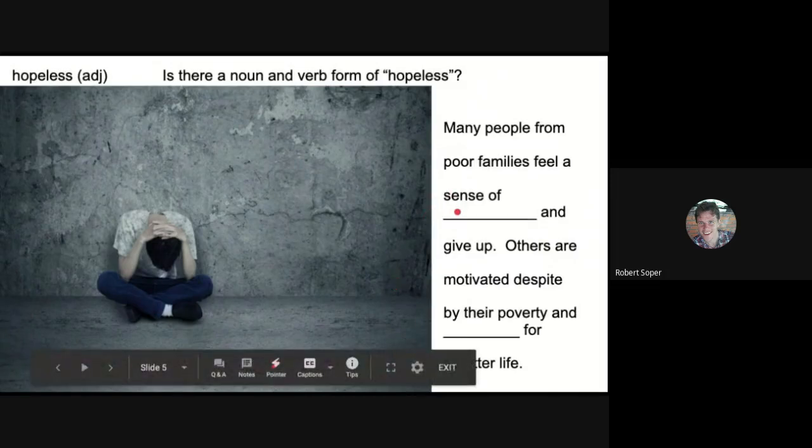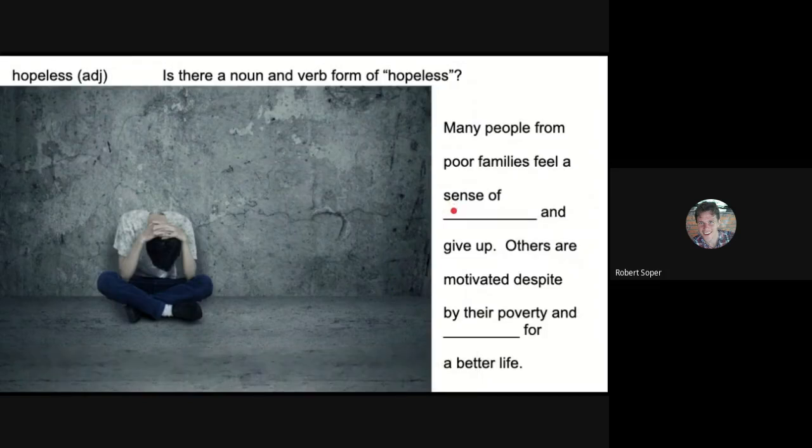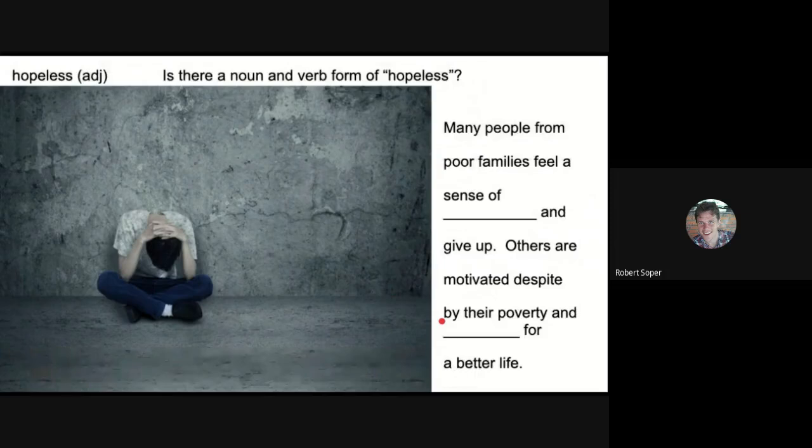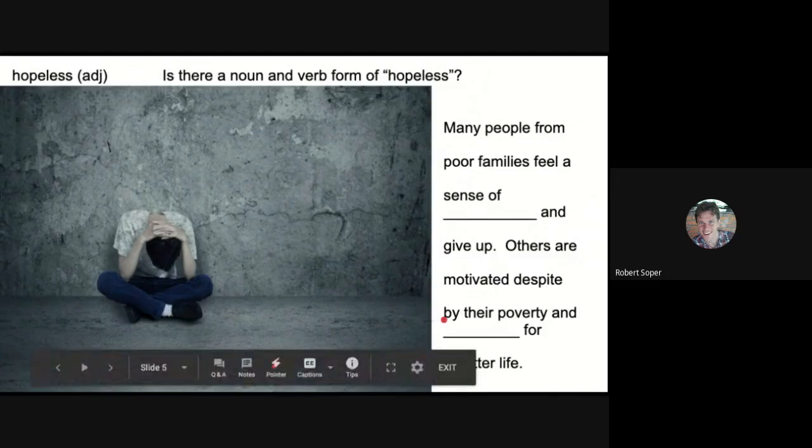So hopefully you noticed that in this gap, I put the word hopelessness, and that was a noun. That's a noun form of hopeless. And here, in the second gap, I put the verb. What was the verb again? Hope. The verb form is hope. So others are motivated despite their poverty and hope for a better life.